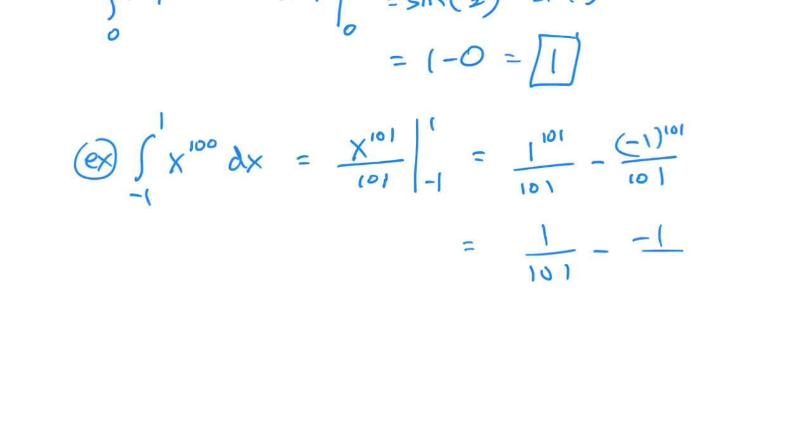So you have negative 1 over 101. And then we have minus minus, which I know what you guys do when you see minus minus. Make this giant plus, right? 1 over 101 plus 1 over 101 equals 2 over 101. And remember, with these definite integrals, you can check these on the calculator.